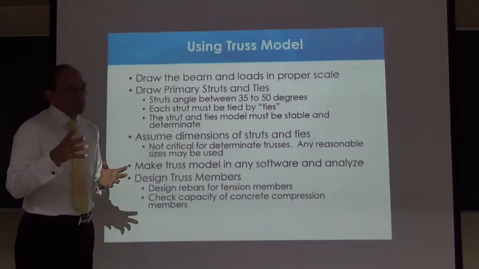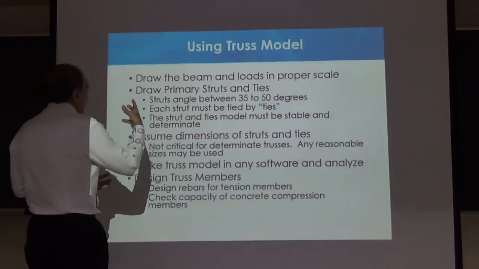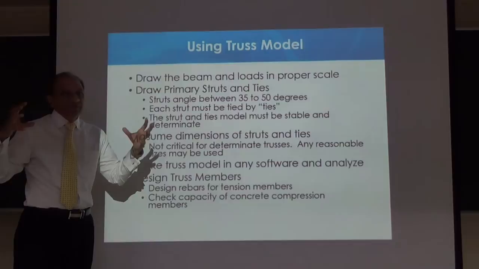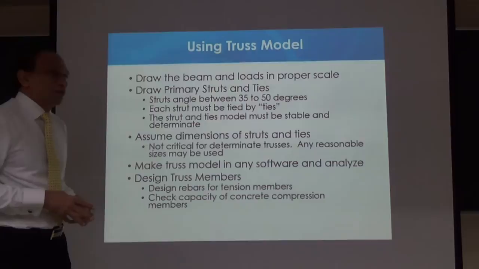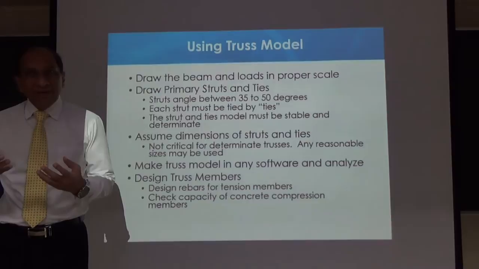One of my books I'm writing on strut and tie is called Physical Modeling of Structure Through Strut and Tie. That means you look at the structure on physical dimensions, physical size, and try to create a model. Then draw primary struts and ties by connecting the supports with the loads. See if that works. It may or may not work. Sometimes if it's a simple problem, it may work. Complicated problems, it may not work, but start from there.